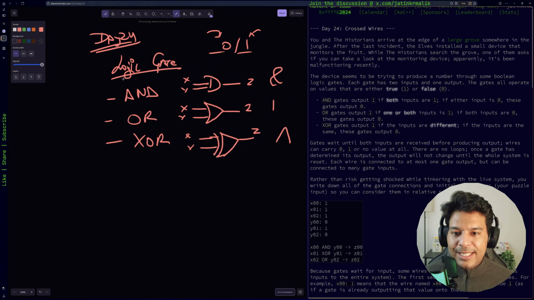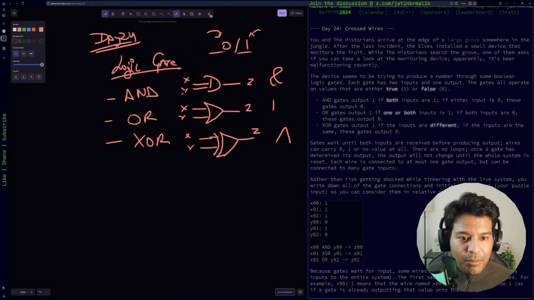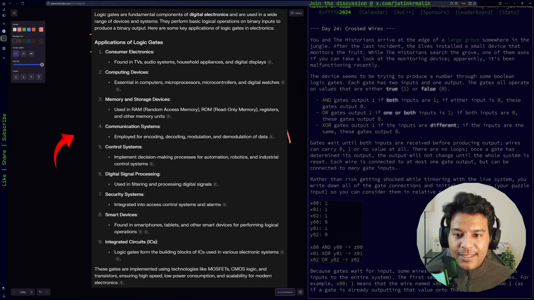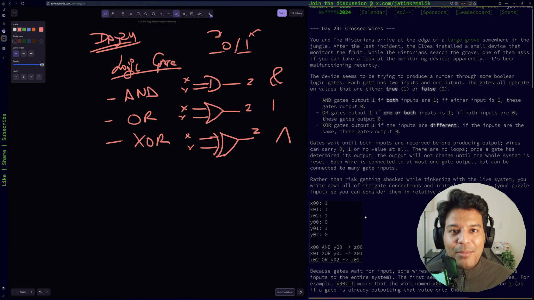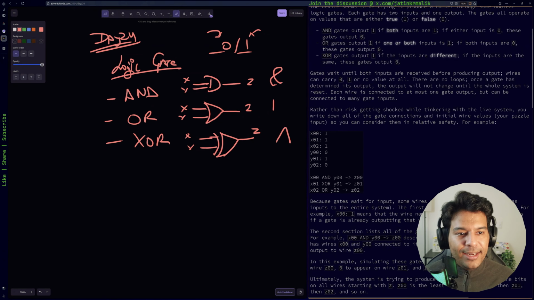And these are basically the building blocks of modern computing science. Everything around you that has some kind of processor in it, be it your fridge, your TV, your modem, monitor, phone, computer, everything, is using a bunch of logic gates beneath the surface. But let's read on. The gates wait until both inputs are received before producing output.